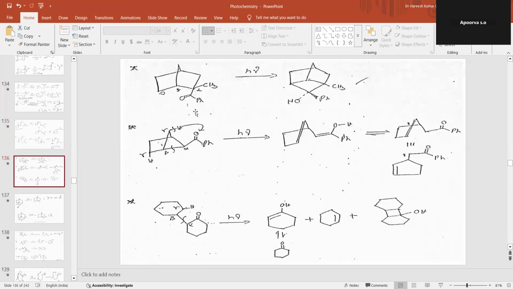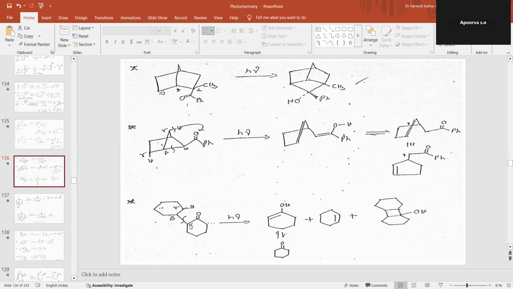I will take one more example. Here also you should be able to identify the alpha substitution. This is the alpha substitution, CH3 is there, a bulky one, so it makes a cyclobutanol product. Here at alpha there is no substitution, so hydrogen abstraction forms an enol. The enol undergoes keto-enol tautomerism, forming a product. Suppose you are taking a ketone product with cyclohexyl substitution at the alpha position.